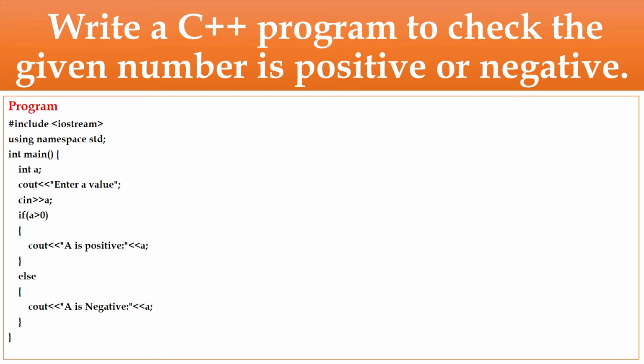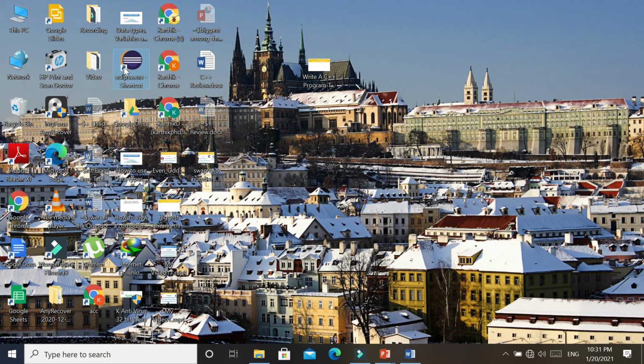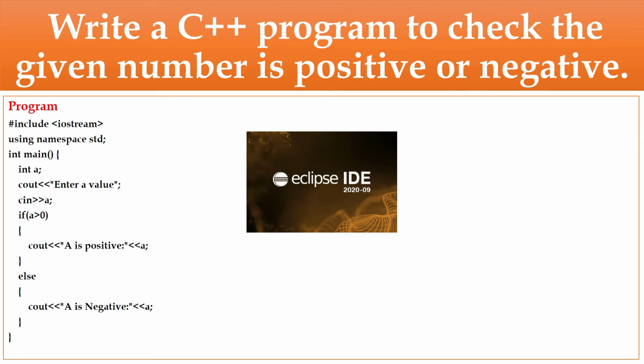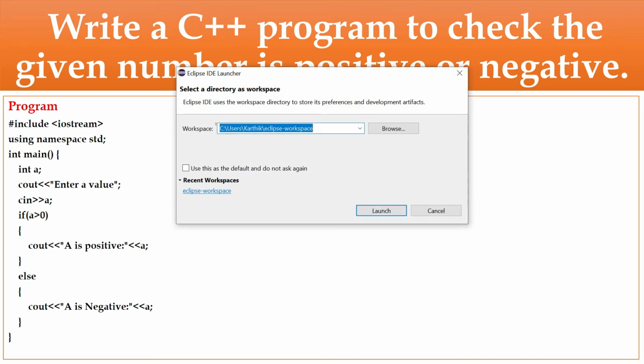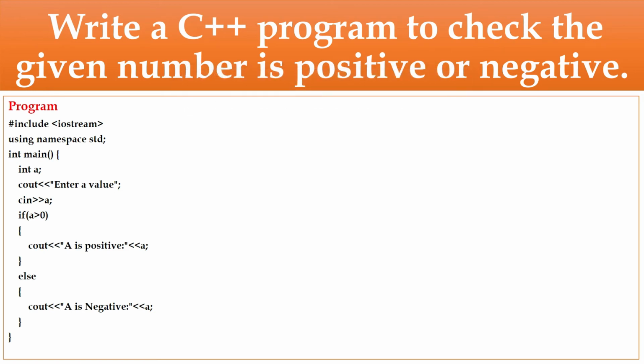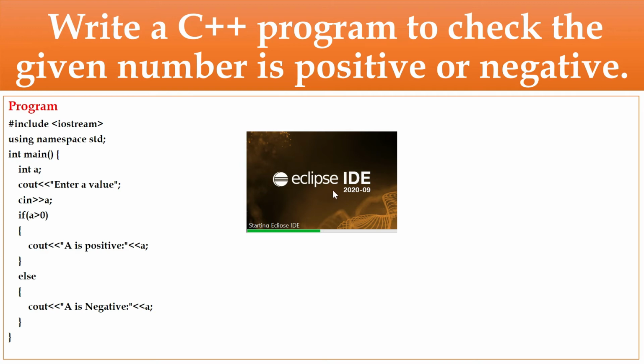In order to execute the program, I'm going to use the Eclipse editor. How to open the Eclipse editor? Just double click the icon in order to open it. When you double click the icon, it will take you to the Eclipse IDE launcher, where you want to choose the default workspace. If you wish to change the workspace, you are allowed to do so by using the option Browse. Now I'm going to hit Launch. It means that I'm going to use the default workspace.